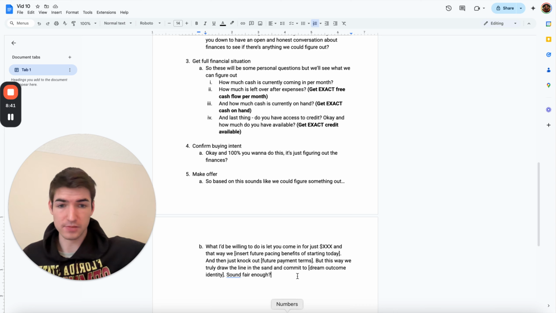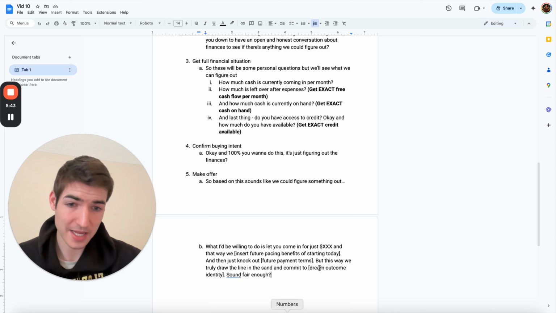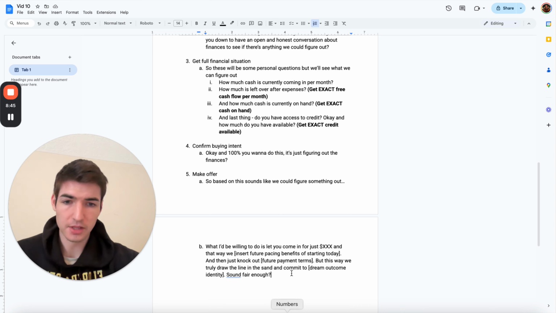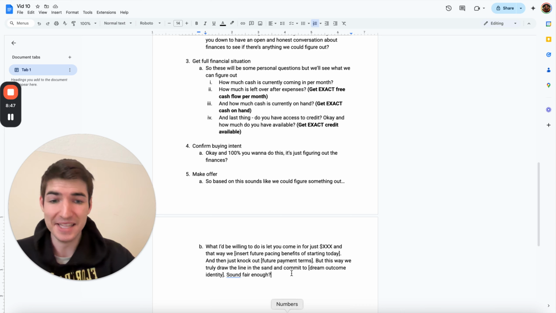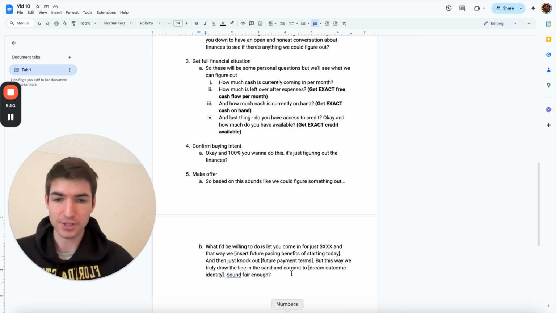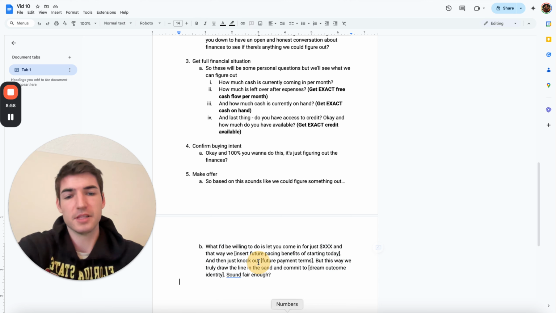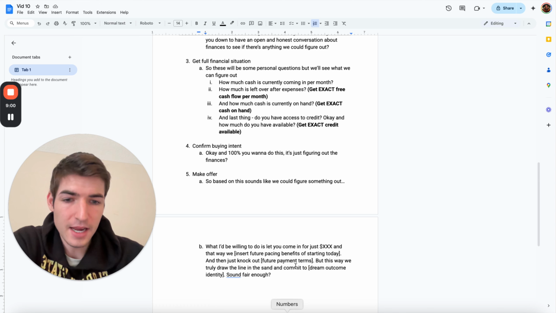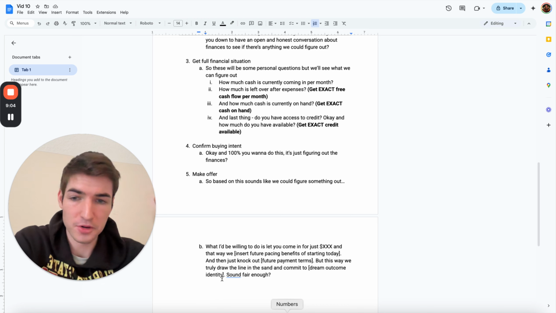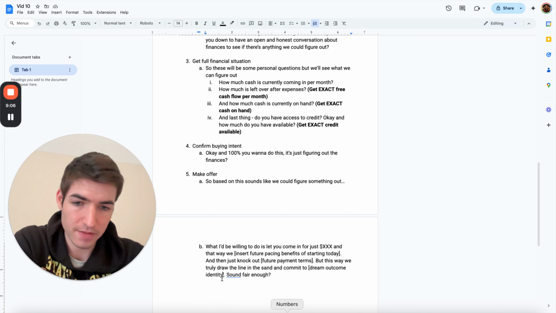So for example, in business, you could say something like, but this way we truly draw the line in the sand, commit to being that 30K per month business owner and take action like they would. Does that sound fair enough? So we basically give them exact payment terms, we future pace, and then we paint the picture of them becoming that identity of the person already achieving the dream outcome. We say, sound fair enough.